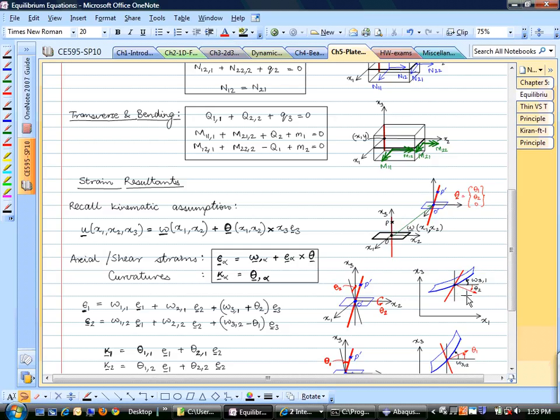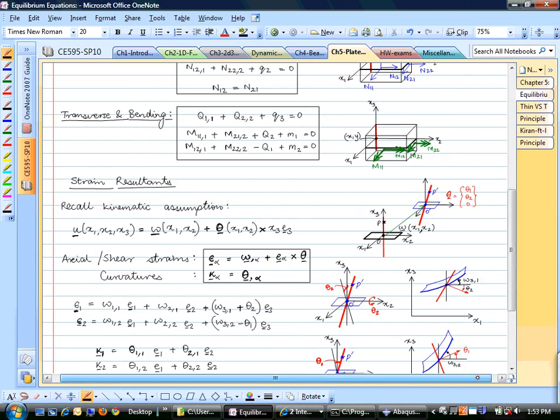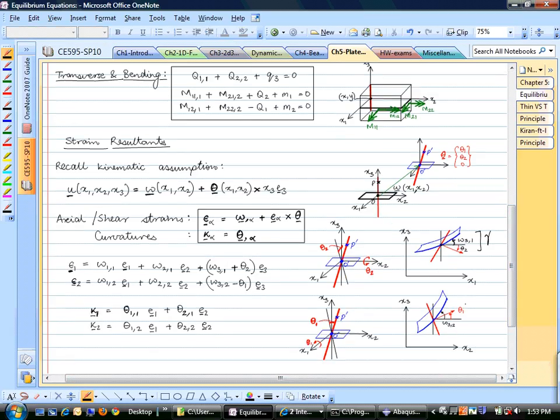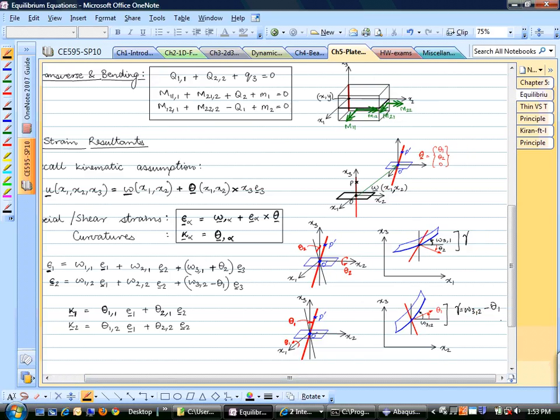And plus theta 2, that is the amount of shear. So just like the beam theory, we have W3 comma 1 plus theta 2 is the total amount of shear. This is gamma. And similarly here, gamma is W3 comma 2 minus theta 1. And here gamma is W3 comma 1 plus theta 2.